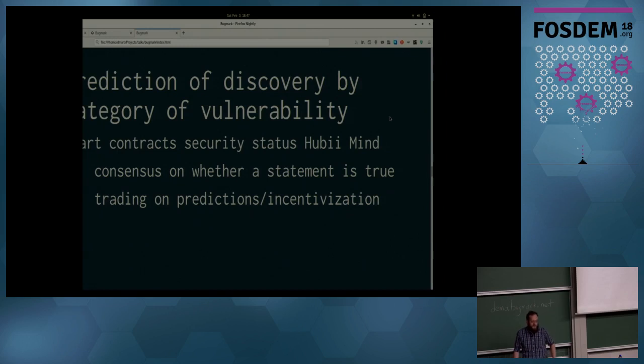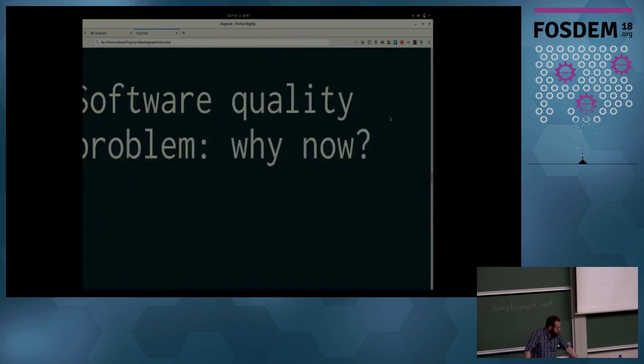We also have the interesting use case of predicting discovery of bugs by category of vulnerability. So if you see a particular project that you believe, thanks to running some static analysis tool or some other knowledge that you might have, that a particular category of bug is likely to be found, you can trade directly on that prediction. And the market prices of these predictions can provide a signal to the people who are in a position to fix these issues to come back and do the appropriate work.